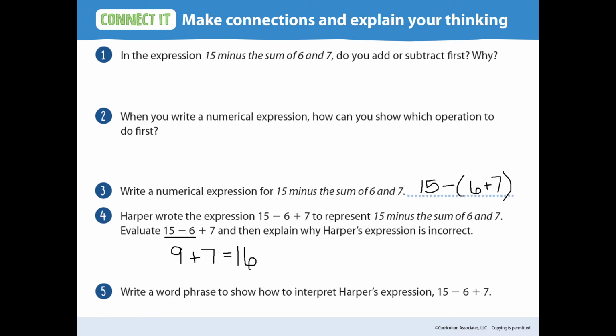She needs to put 6 plus 7 in parentheses so that she can find the sum of 6 and 7 first. Number 5, write a word phrase to show how to interpret Harper's expression 15 minus 6 plus 7. Subtract 6 from 15 and then add 7. Or we could say 7 more than the difference of 15 and 6.